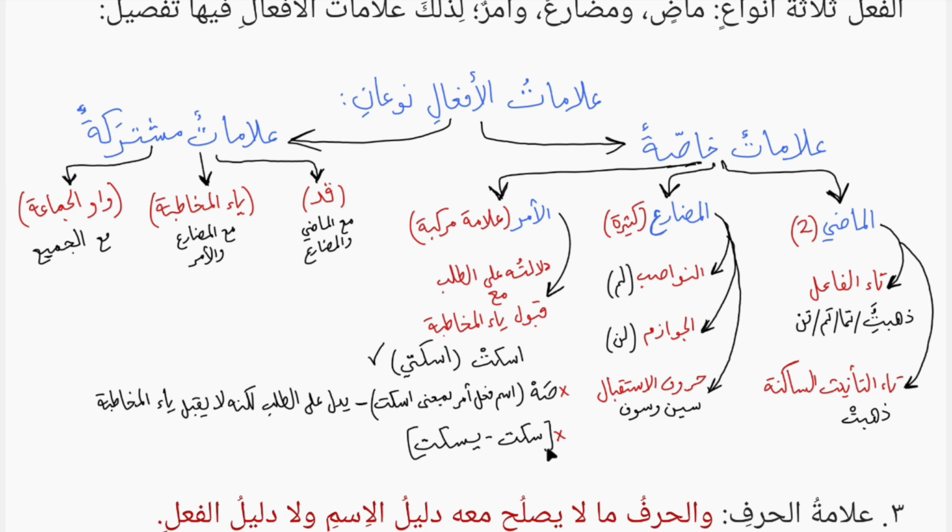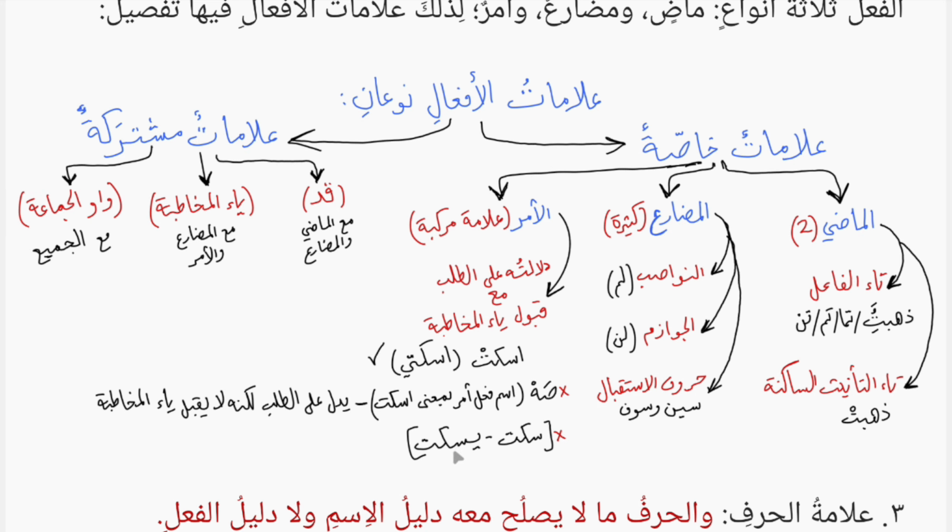Okay. The next example is sakata yaskutu. Does it indicate talab? He kept quiet. He is keeping quiet. This is madi. This is mudari. No, there's no talab. This one, it doesn't accept ya al-mu'annath al-mukhataba. However, the mudari does accept ya al-mu'annath al-mukhataba.